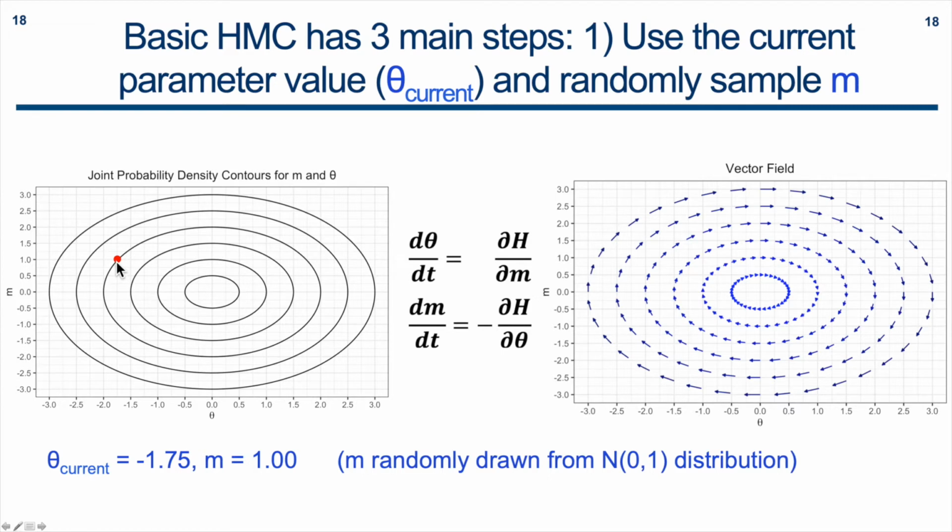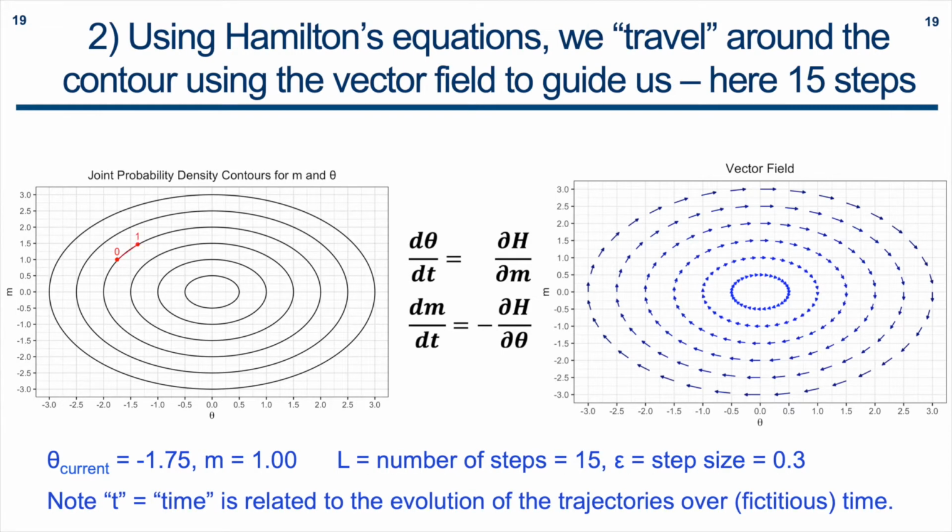That's step 1. Step 2 is we're going to use the Hamiltonian equations to help us travel around this contour using the vector field to guide us. So we're going to do 15 steps here, and there are a number of things we're going to be talking about here. One is the number of steps. Here we're doing 15 steps. And the other is the step size, and I'll explain what the step size is doing in a moment. And here when we talk about these differential equations, we're talking about with respect to t and time, but actually this is just a fictitious time. It's not time in part of your differential equation.